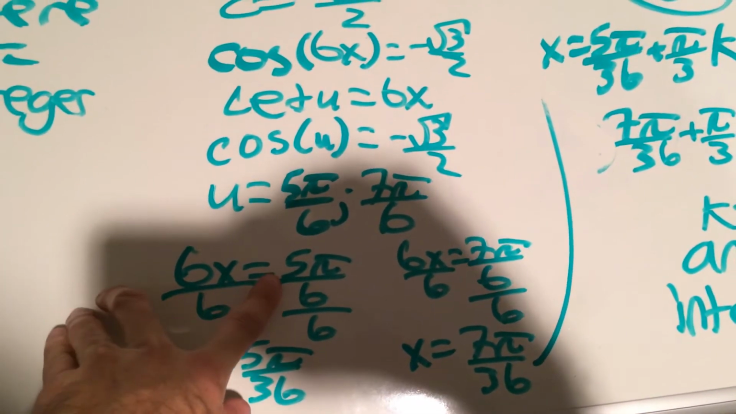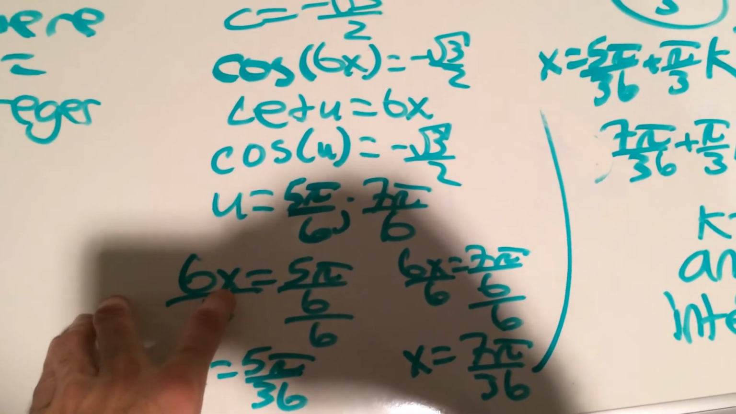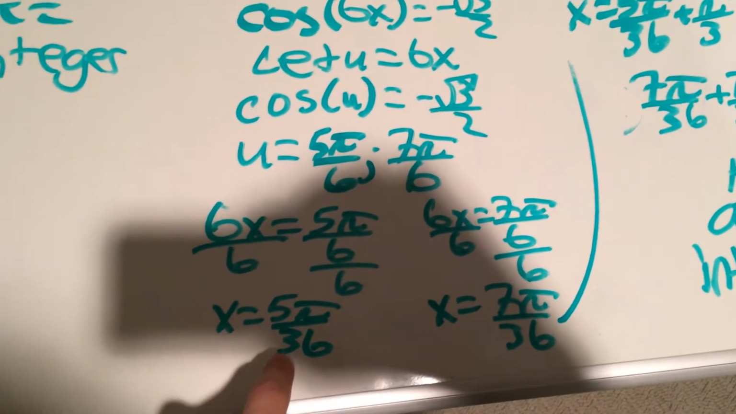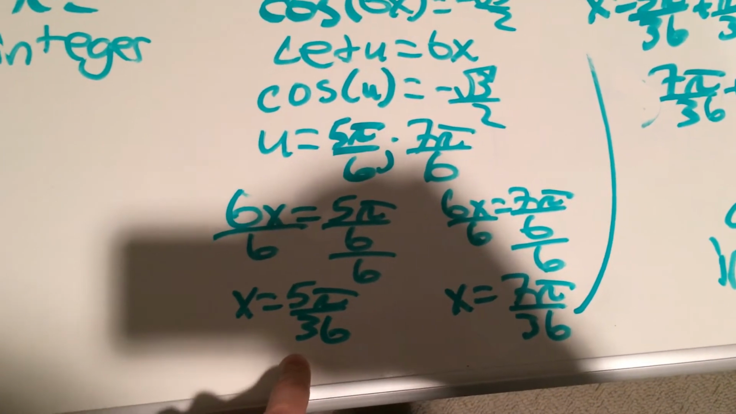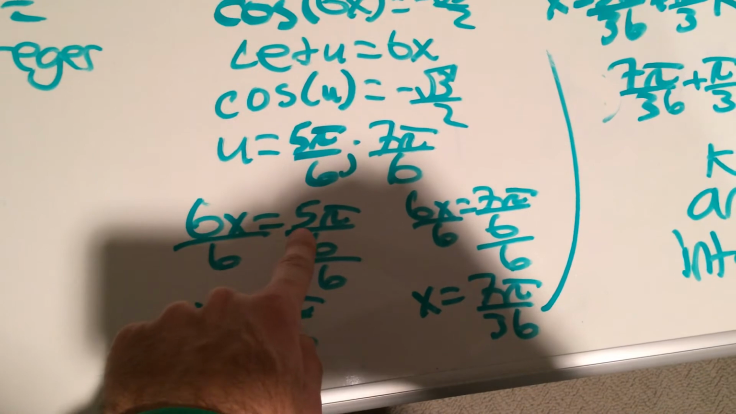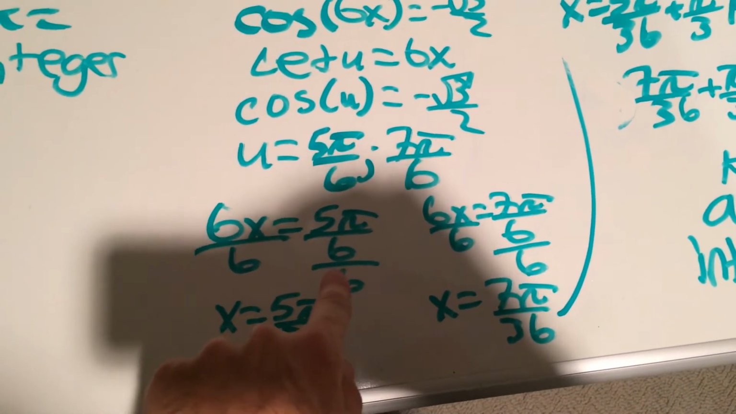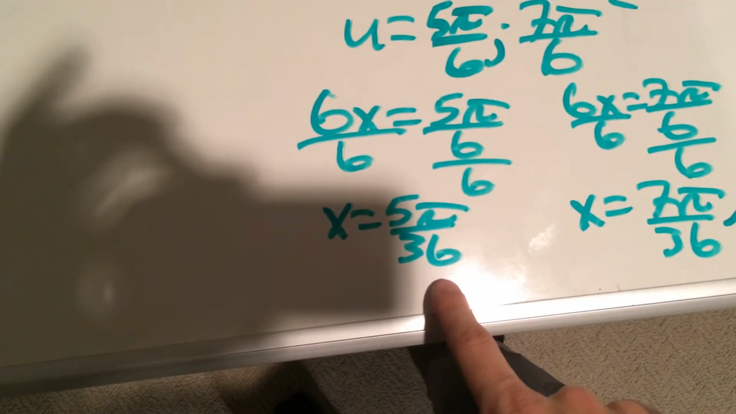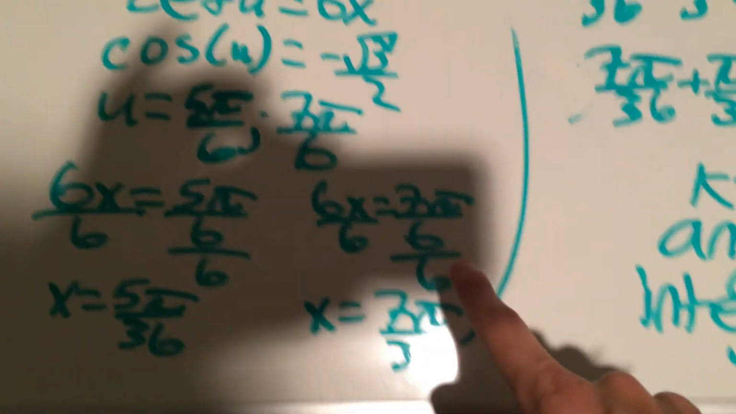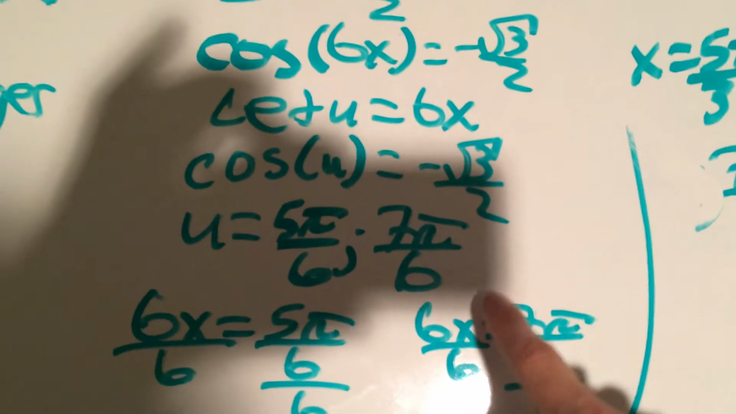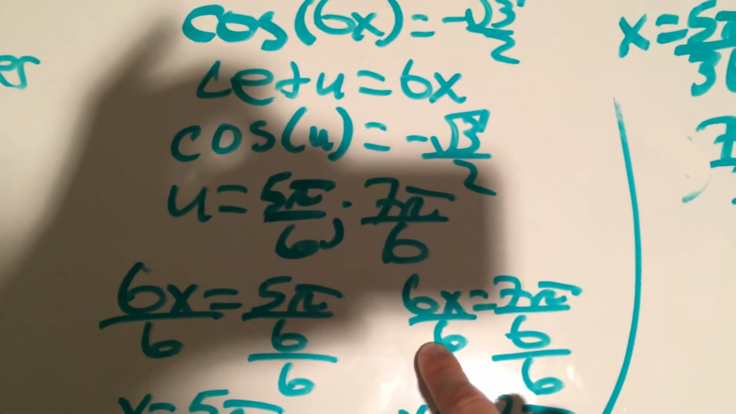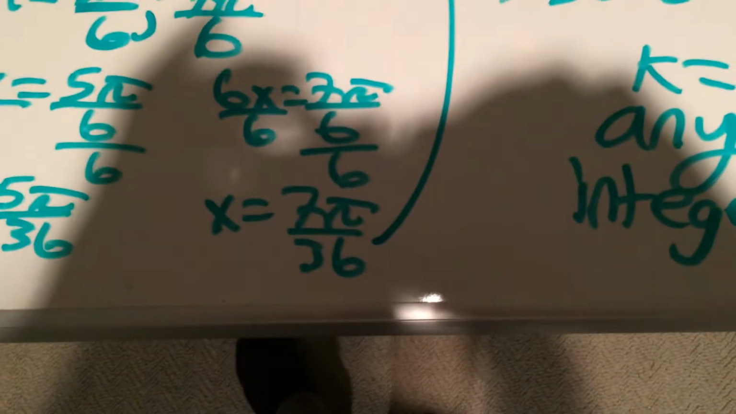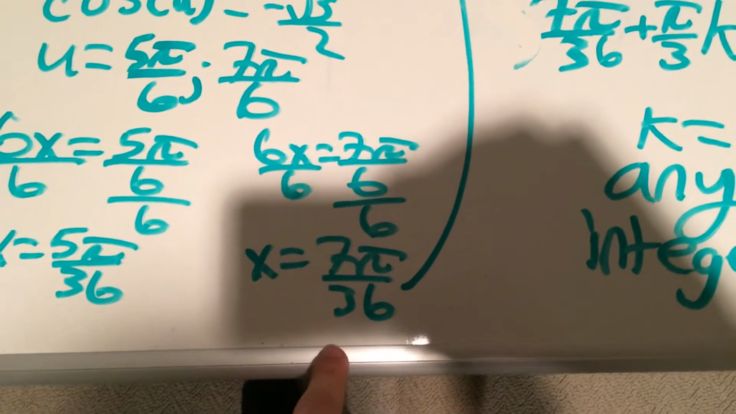So 6x equals 5 pi over 6. Solving now for x, divide both sides by 6. x equals 5 pi over 36. The way I got 5 pi over 36 is I kept the top, so I keep 5 pi over 6, change division to multiplication, and flip this to 1 over 6. You'll get 5 pi over 36. I then follow the exact same step with 7 pi over 6. Set 7 pi over 6 equal to 6x, divide both sides by 6. x equals 7 pi over, I know there's a little bit of glare, 7 pi over 36.